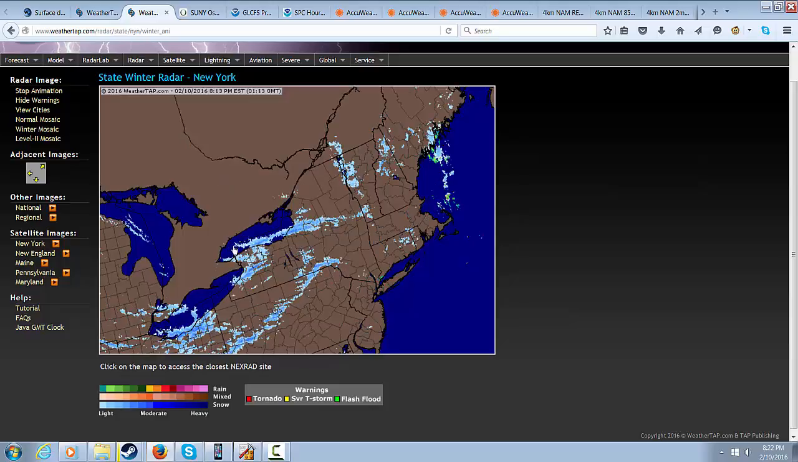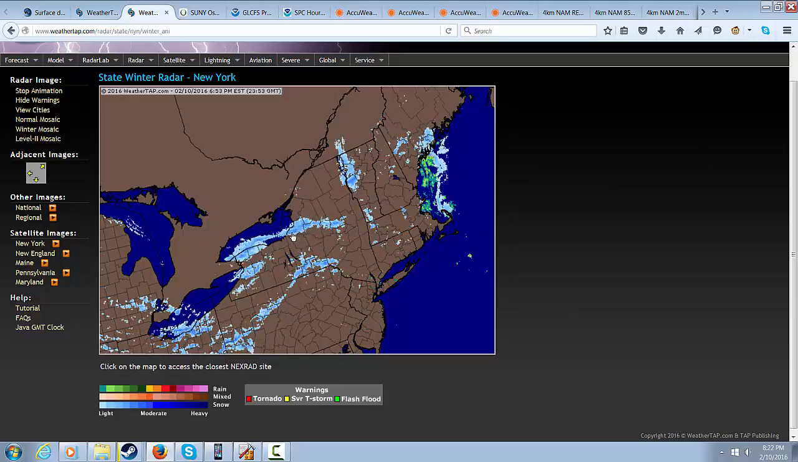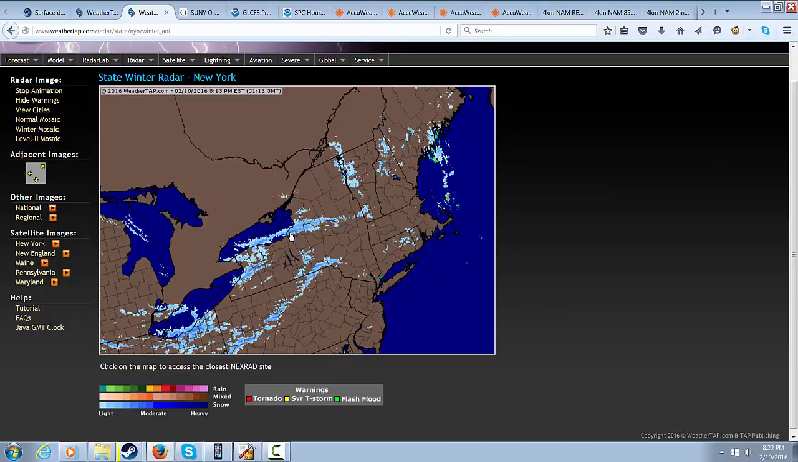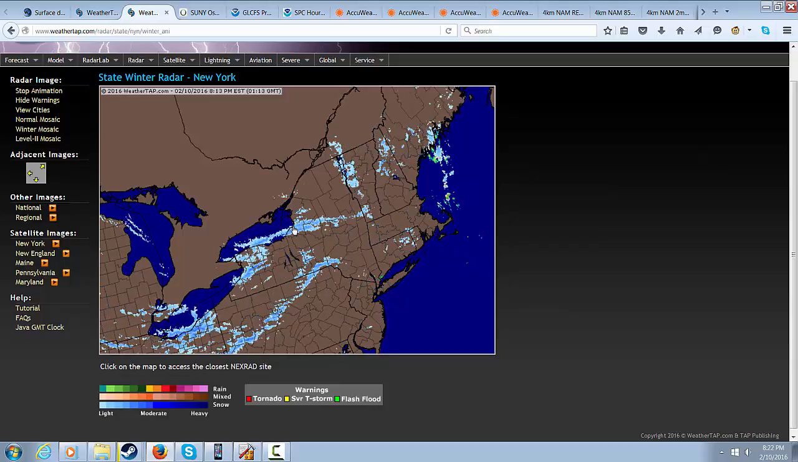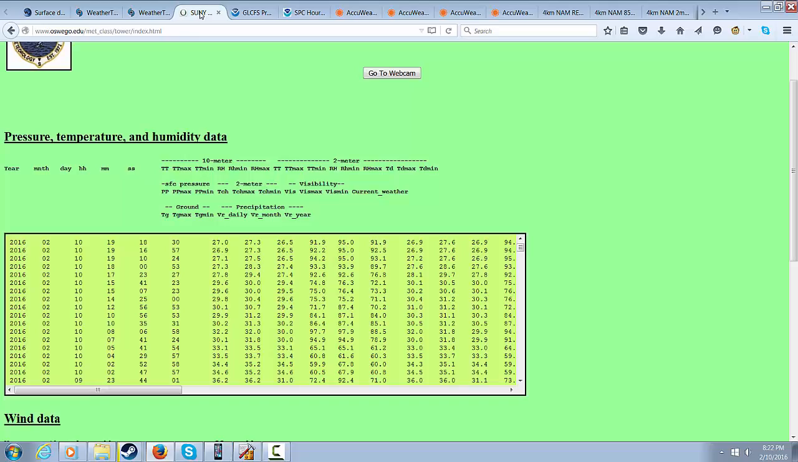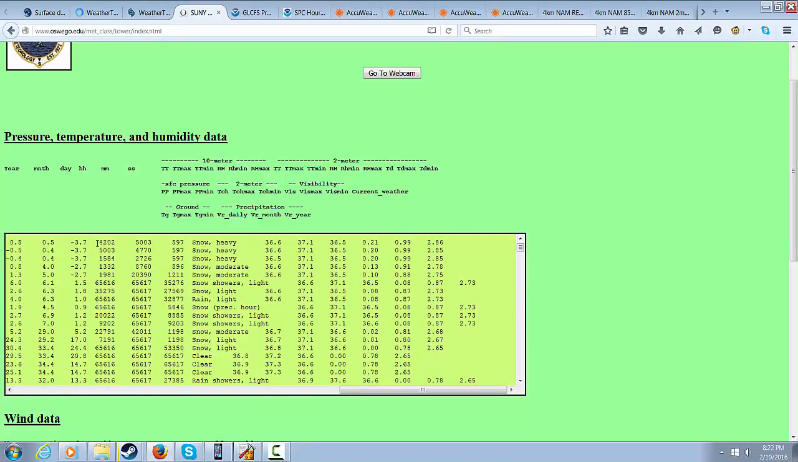Now, looking at the band itself, it's been over Oswego, New York, which is about here on the map, and the SUNY Oswego campus as well. We've been getting heavy lake effect snows for the past few hours, actually. Looking at current data from the SUNY Oswego Mesonet station, we have temperatures in the middle 20s, but the visibilities have been dropping. The lowest visibility, this 597 right here, is 597 feet. So visibilities have been dropping below 600 feet in some of the heaviest bands of lake effect snow here.